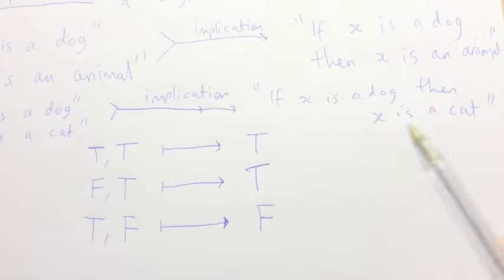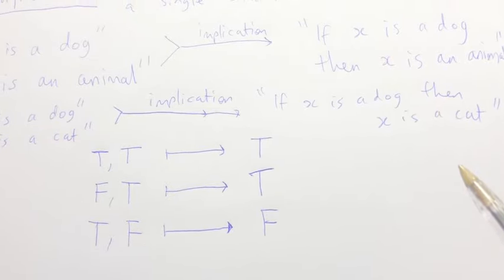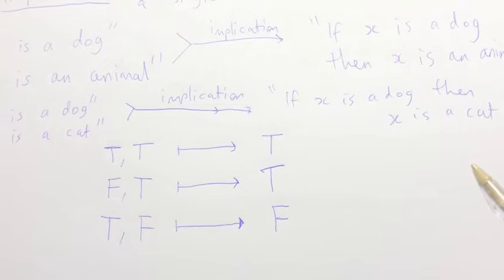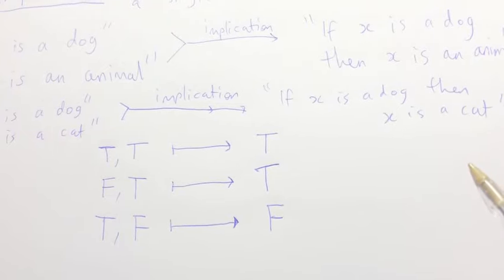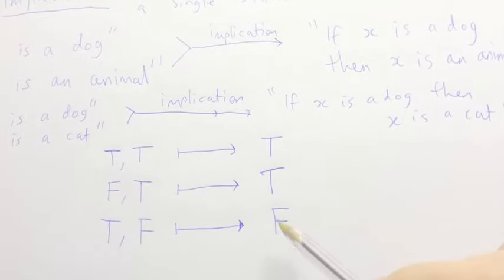So if X is a dog, then it's a cat. Well, you inputted something that is both a dog but not a cat. So it satisfies the if but not the then. And therefore the statement is false.